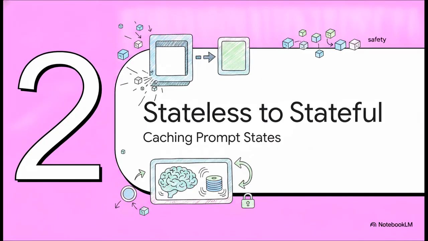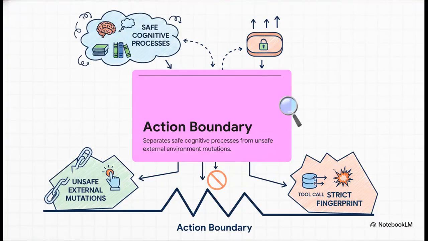Moving right along to Section 2, from stateless to stateful. We are fundamentally shifting from stateless text completions to stateful decision systems. By caching the process state of static prompts, we give the agent a working memory. But there's a catch. Notice the action boundary. This is the dividing line separating internal cognitive processes from external mutations.